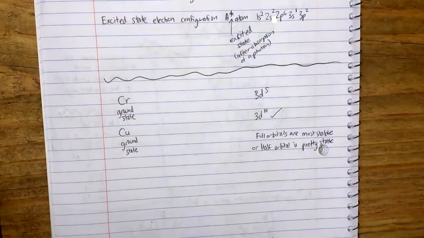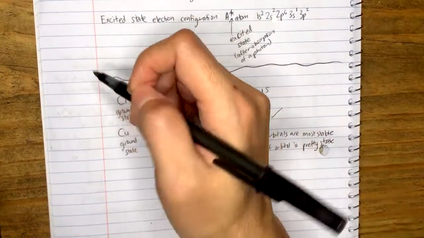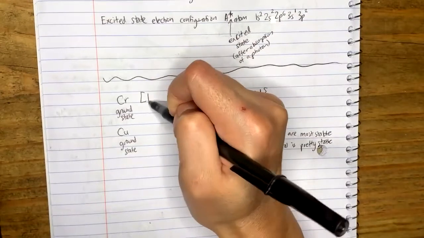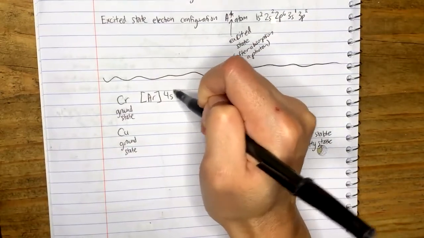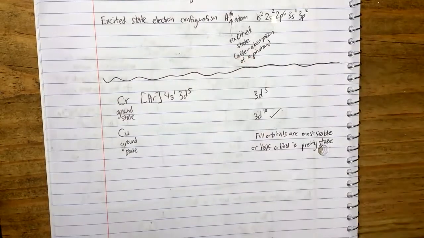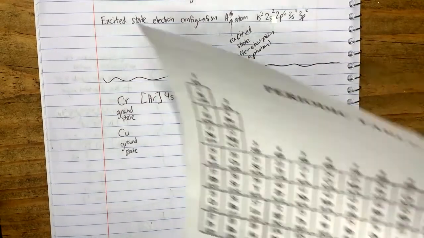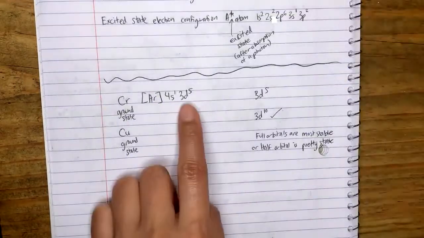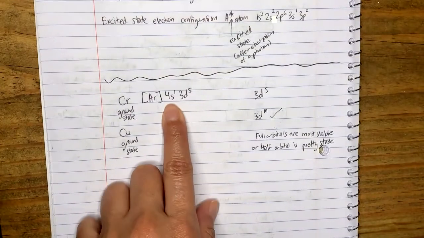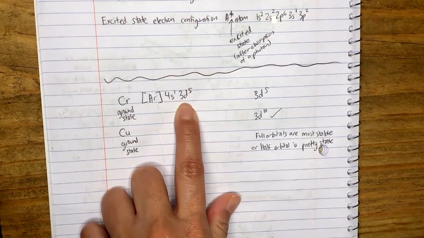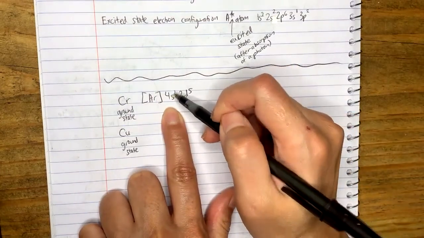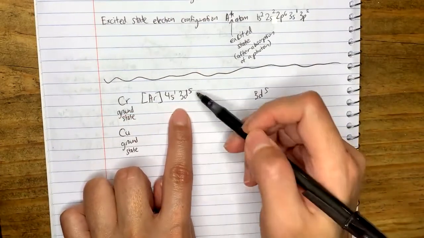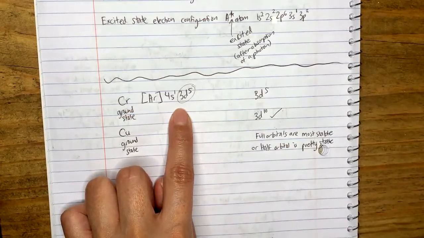What you would expect from the table is 4s2 and 3d4. What they observe is actually 4s1 and 3d5. If you were just blindly looking at the periodic table based on the trends, you would say 3d4. But because it's so close to 3d5, it's going to steal that one electron from 4s to fill the 3d. It looks excited, but it's not really excited. This is a ground state, because the 3d5 configuration is more stable than 3d4.